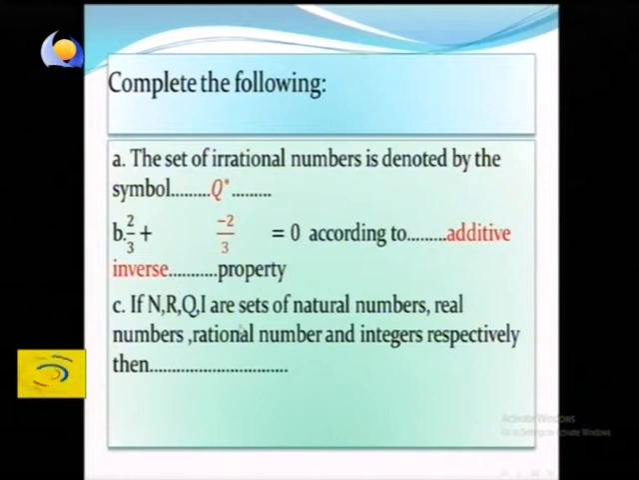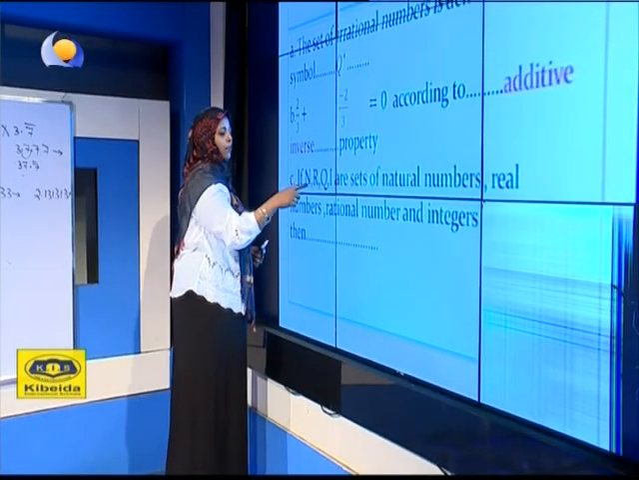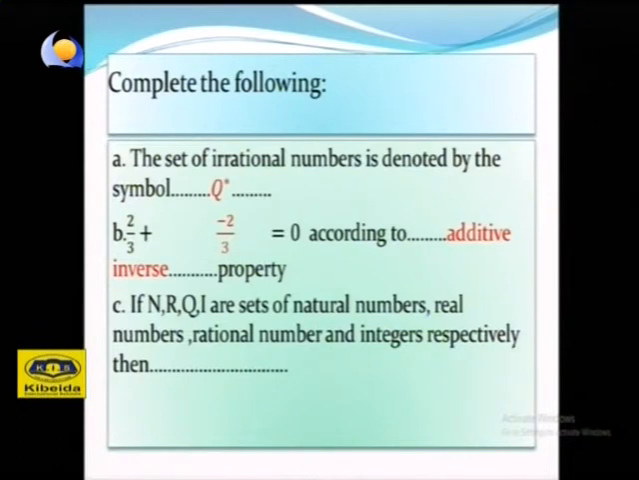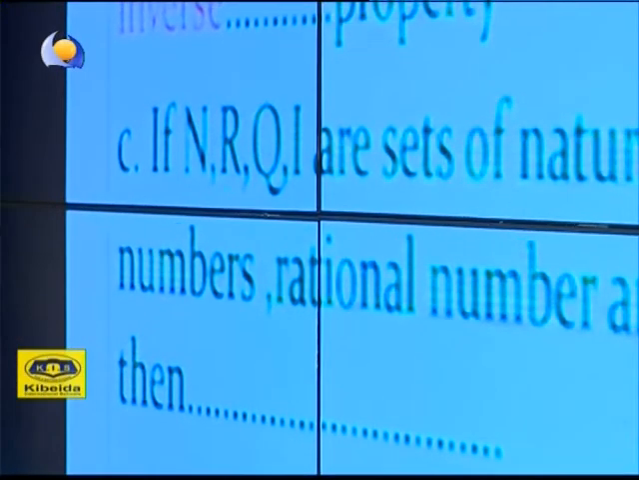If N, R, Q, Z are sets of natural numbers, real numbers, rational numbers, and integers, respectively, then we know that the smallest one is the natural numbers, which are the positive numbers. It is actually a subset of integers, and the integers are a subset of Q, which is rational numbers, and they are all subsets of the real numbers.